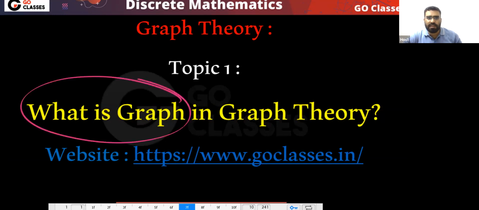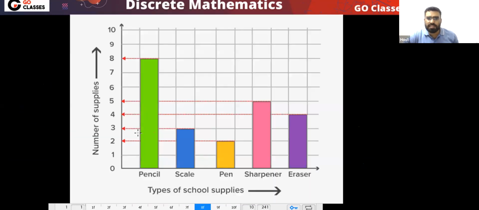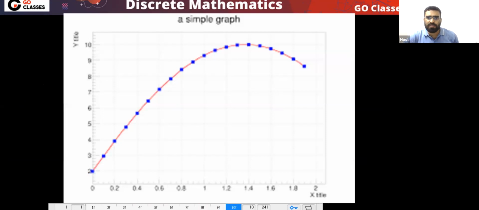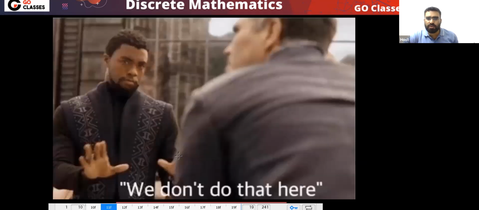What is a graph in graph theory? You have seen this type of graph in school, yes or no? Is this what we will study? No, this is not what we are going to study. We don't study these graphs.